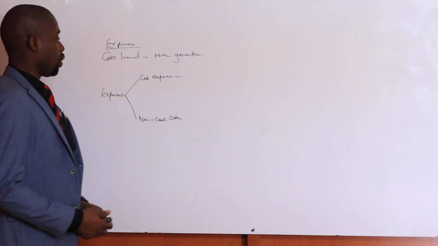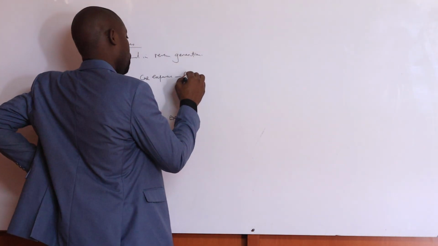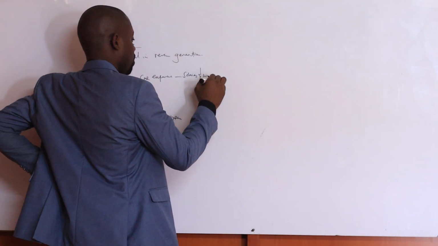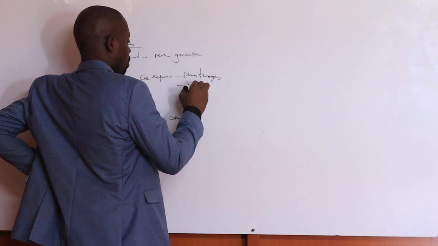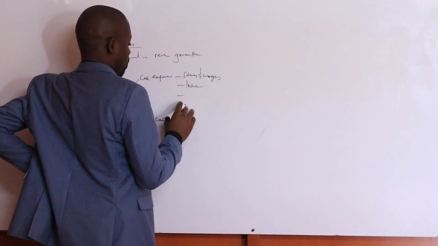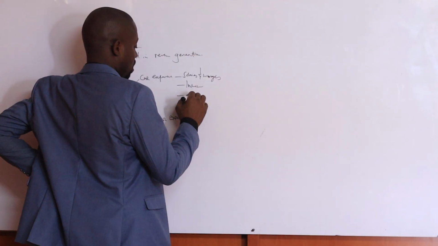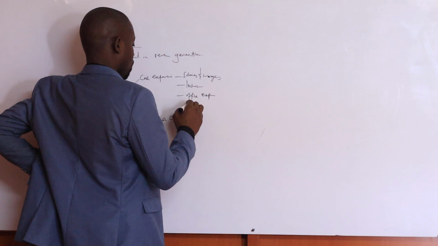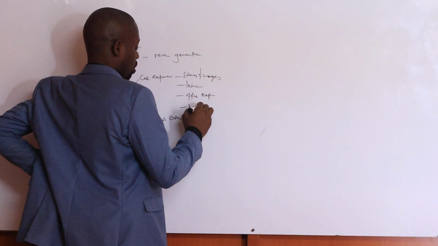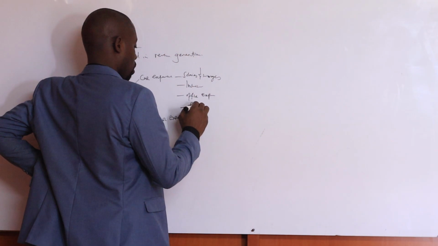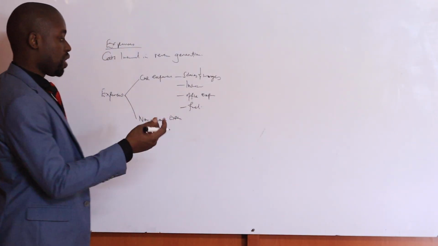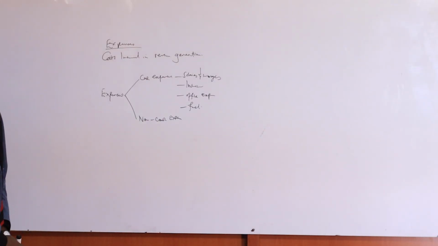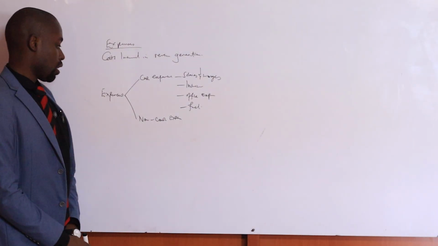Examples could be salaries and wages, insurance, office expenses, motor vehicle running costs, or something like fuel, among others. We shall look at electricity. We can always locate the outflow on the cash book or the bank statement.